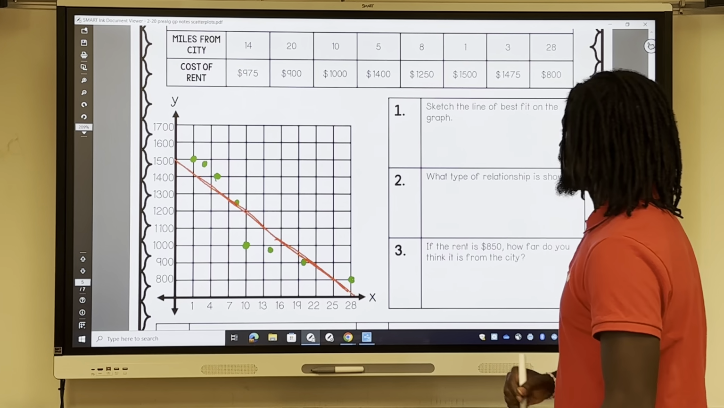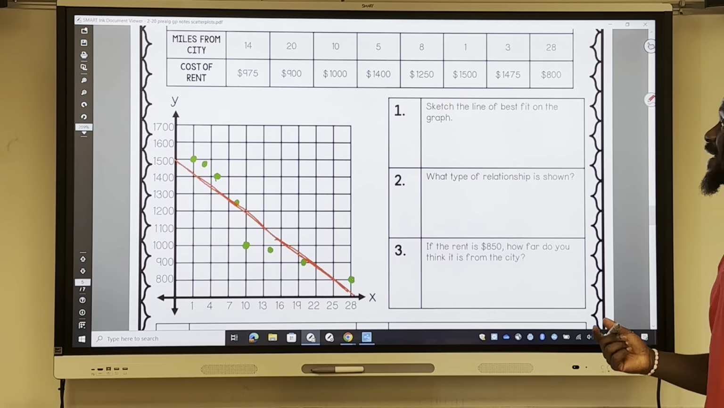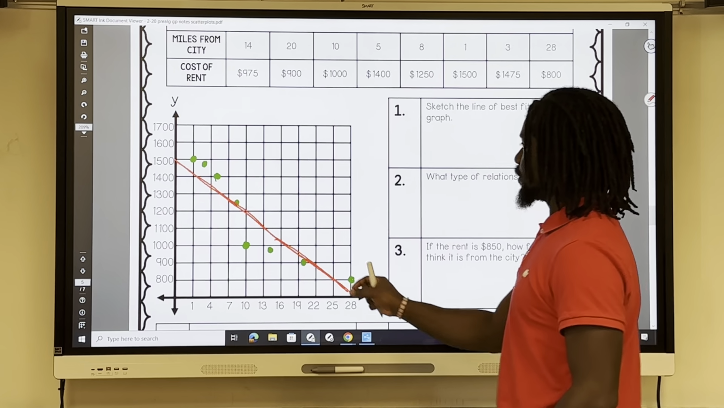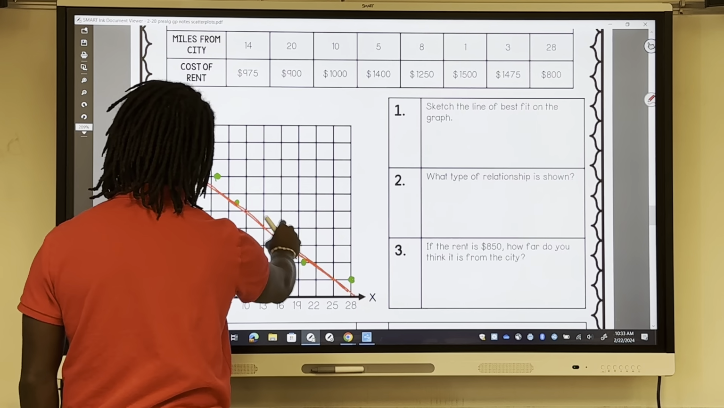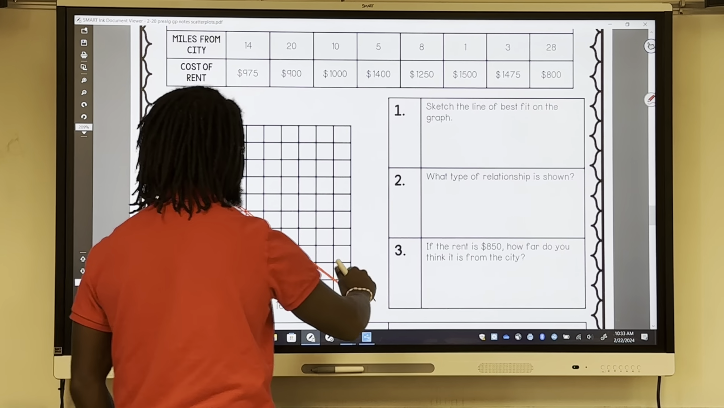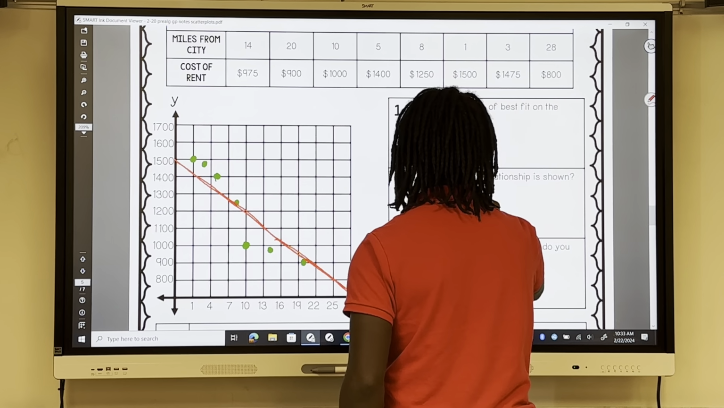Now question number 2 is, what is the relationship? Well, as this graph is moving to the right, it is going down. It is decreasing, so that is a negative relationship.